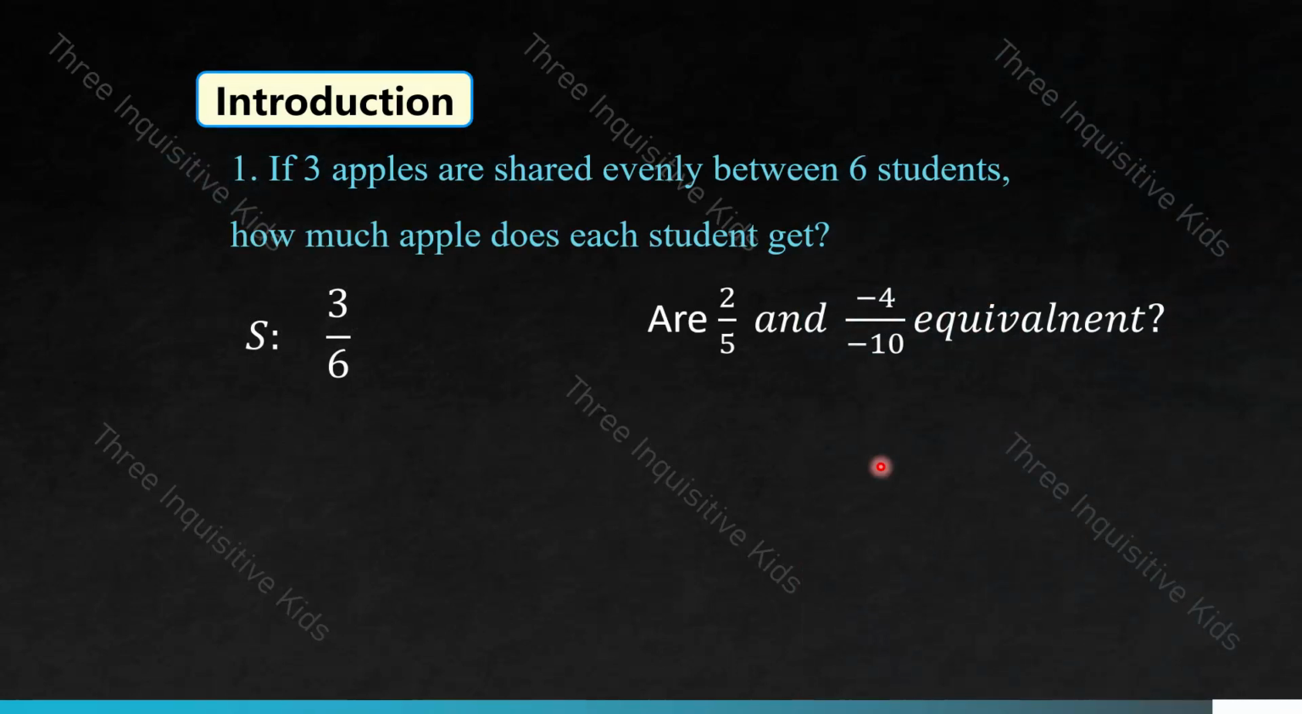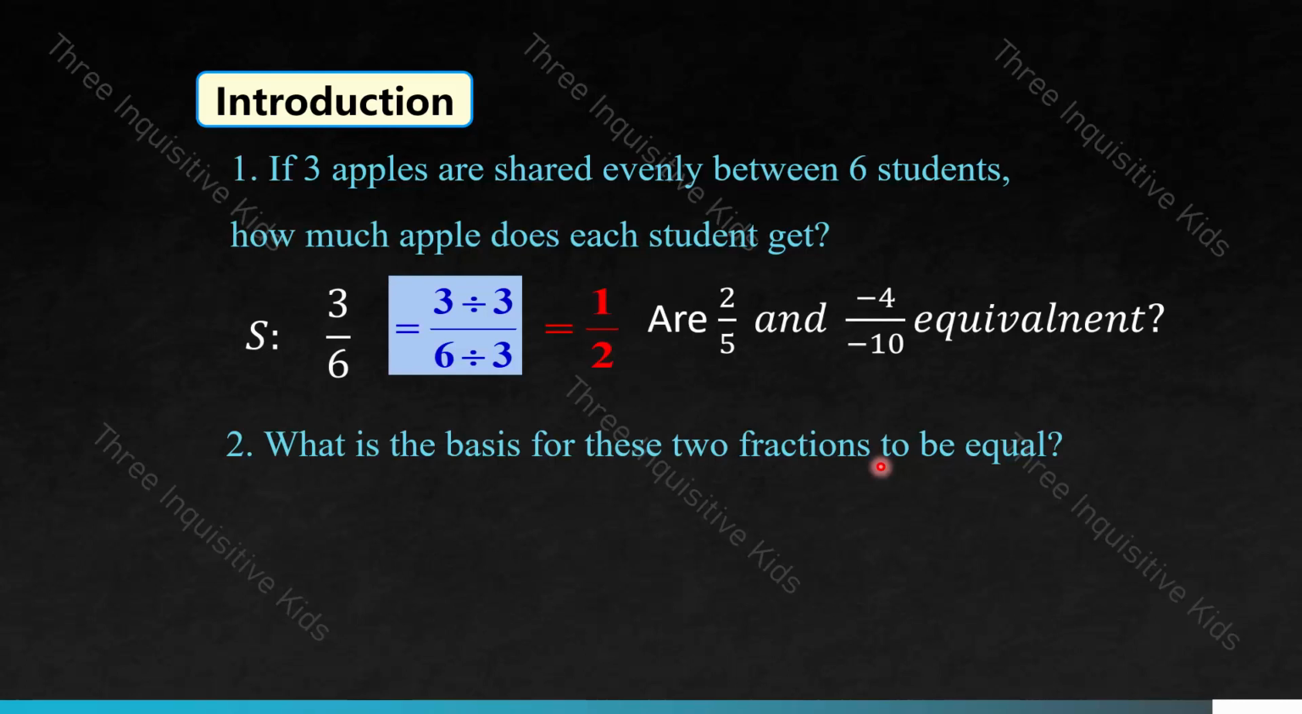Here's our introduction. If 3 apples are shared evenly between 6 students, how much apple does each student get? Well, here is our solution. 3/6, which is 3 divided by 6, we can first reduce into 1/2. So this would be our answer. Each student will get 1/2 of an apple.